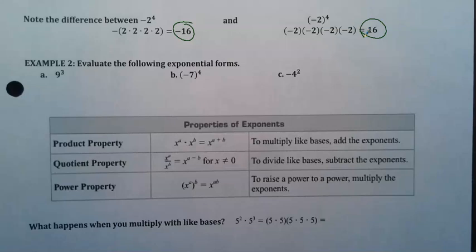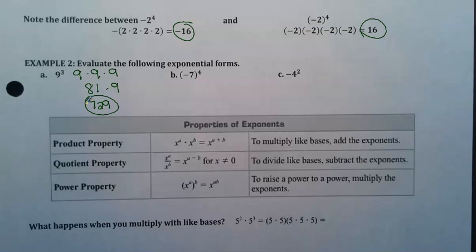So example 2, let's evaluate the following exponential forms. Evaluate means to do what? To solve them, okay? So how will we solve them? 9 to the power of 3. 9 times 9 times 9. 1 times 9 is 729. Very nice.